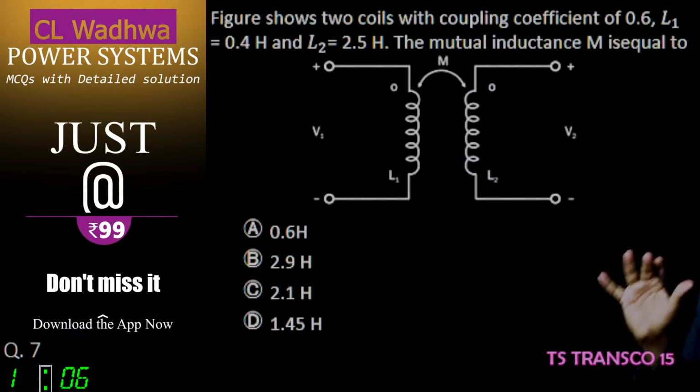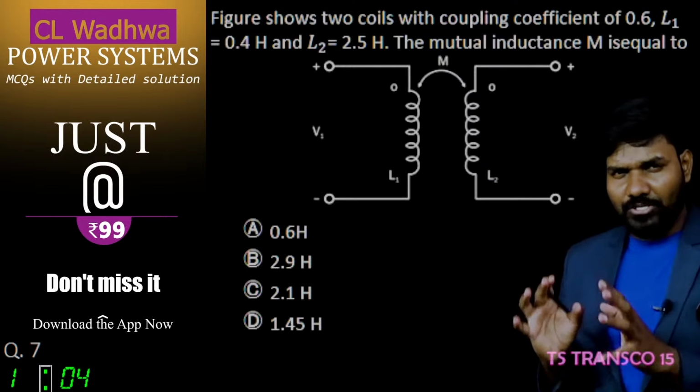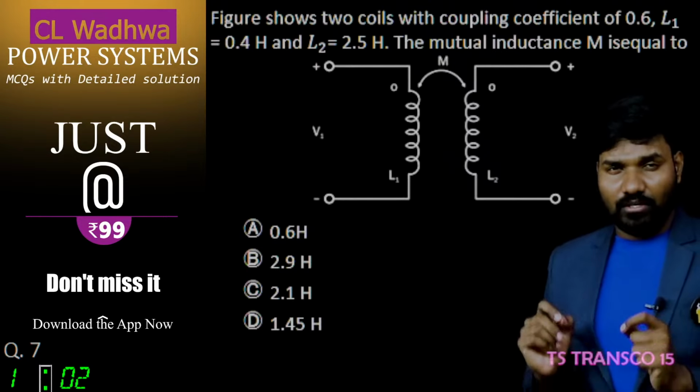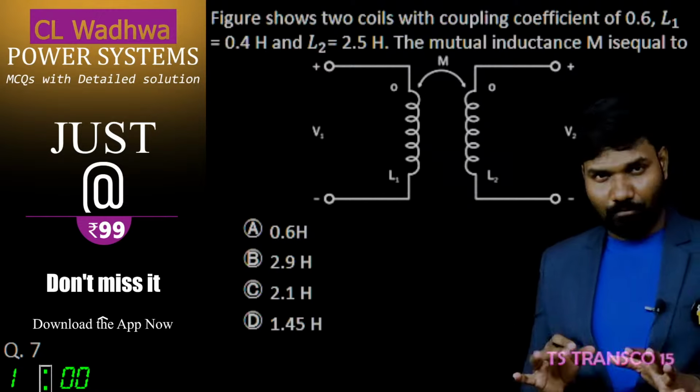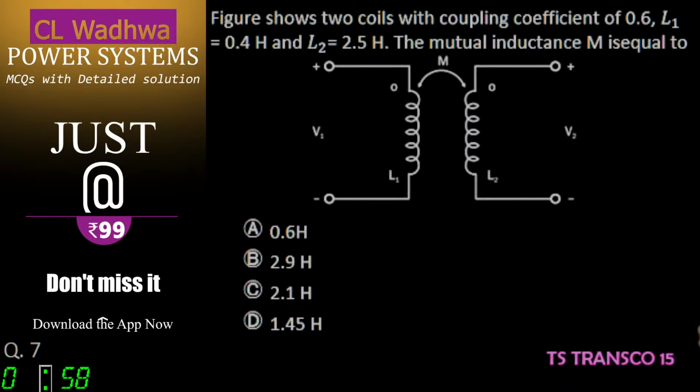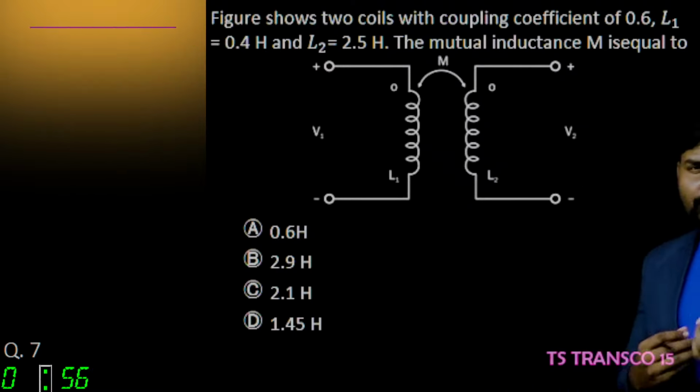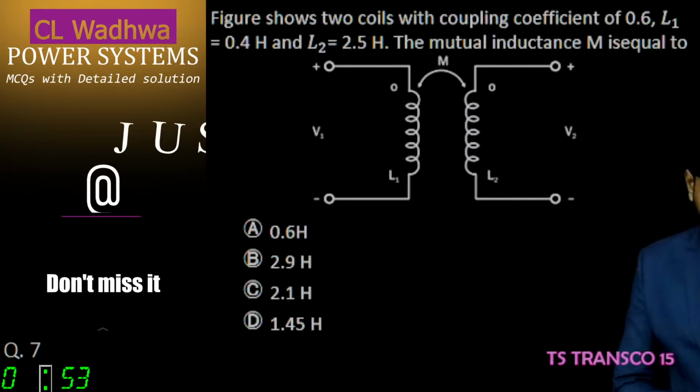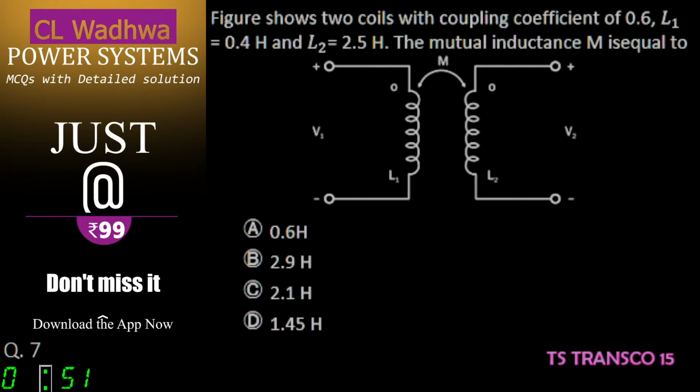This is just a formula based one. Formula based question. You have to know the formula. If you know the formula, you'll get it quickly. Try to recall the formula. What is the relation between coefficient of coupling and mutual inductance, L1, L2? This formula, K, M, L1, L2.